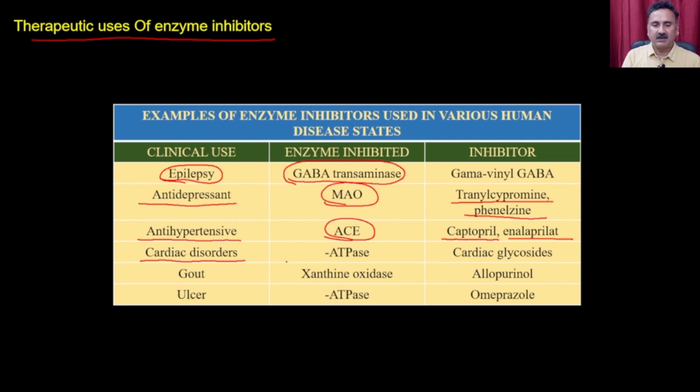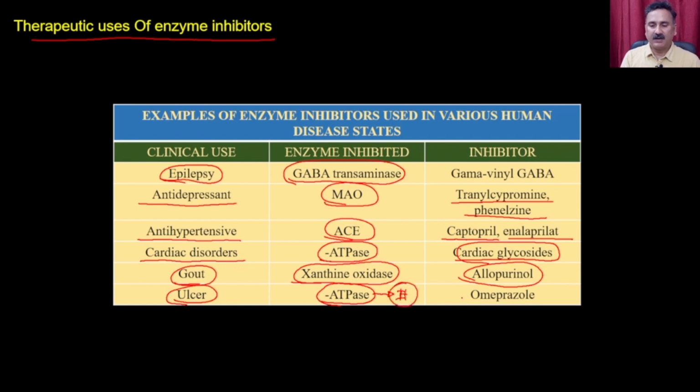Then we have cardiac disorders. So there are so many ATPases, and then you also have the cardiac glycosides. Then we have gout. So for gout, your enzyme is xanthine oxidase. The drug is allopurinol. And then we have ulcers, right? You can have many types of ATPases, because these ATPases are involved in proton transport and all that. So you can use omeprazole, right? And this is very popular. Omeprazole, pantoprazole, and all other kinds of azole derivatives which you can use. And these are all irreversible inhibitors for this class of enzymes.